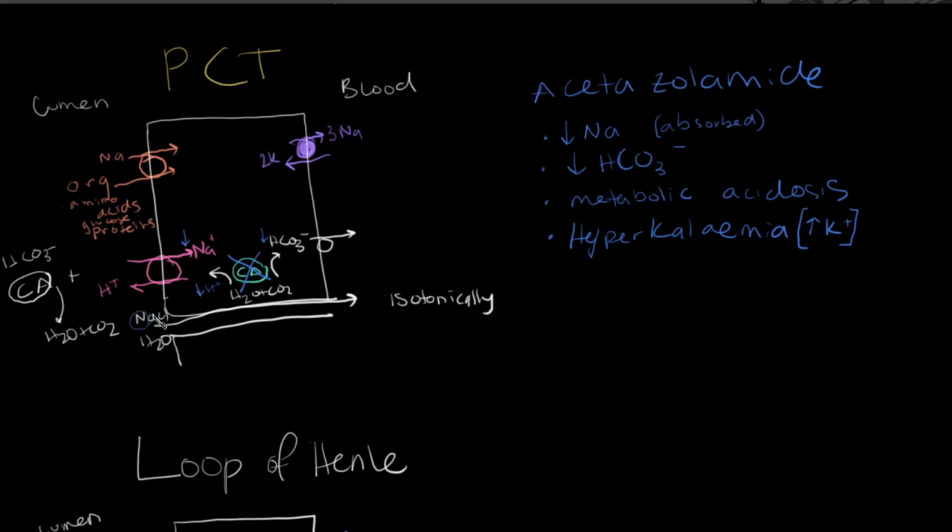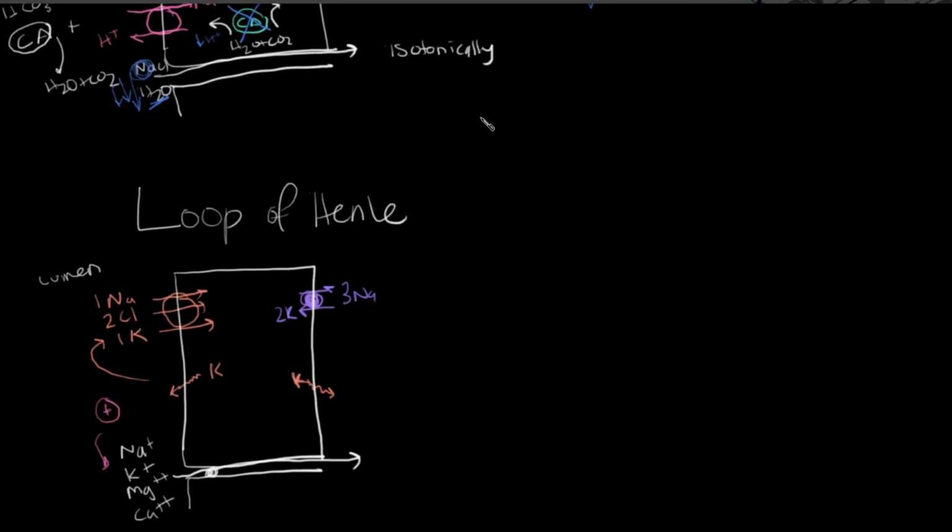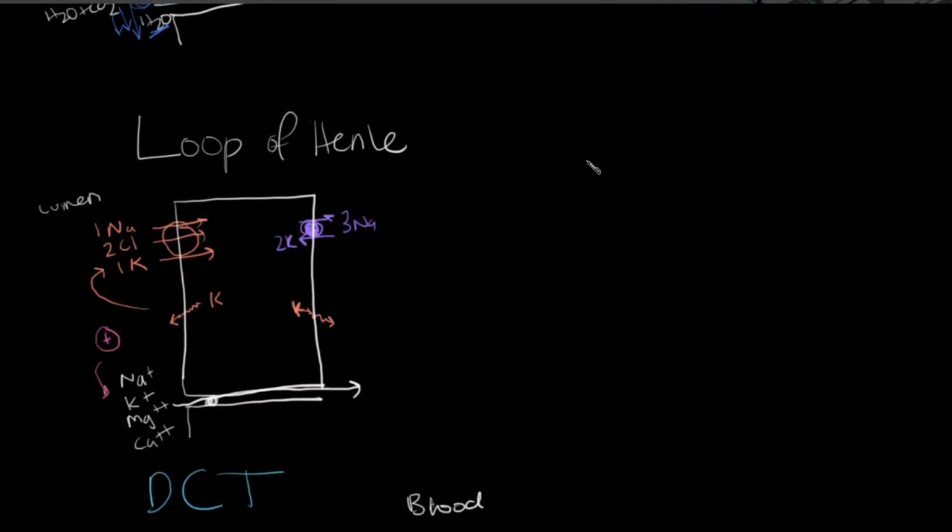This sodium here remains in the lumen, and remember that water follows the sodium, and so because there is more sodium here in the lumen, more water is going to follow it, and that is how we get the diuretic effect of acetazolamide. Moving on to the loop of Henle, we now consider the drug frusemide.